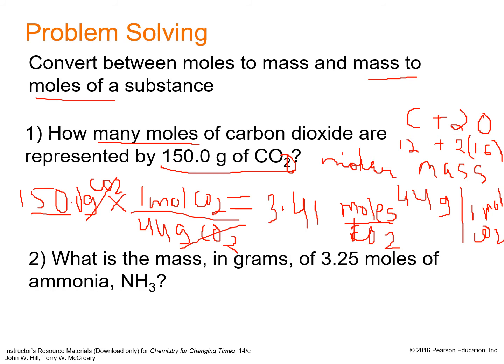So the second problem is, what is the mass in grams of 3.25 moles of ammonia? So what's happening here? We have a different molecule which is NH3. So you will find the molar mass of NH3, which will be 1 nitrogen atom plus 3 hydrogen. So find the molar mass of ammonia, and this time the moles are given to you. So you will start with moles. So 3.25 moles of ammonia, and you need to find the grams of NH3.